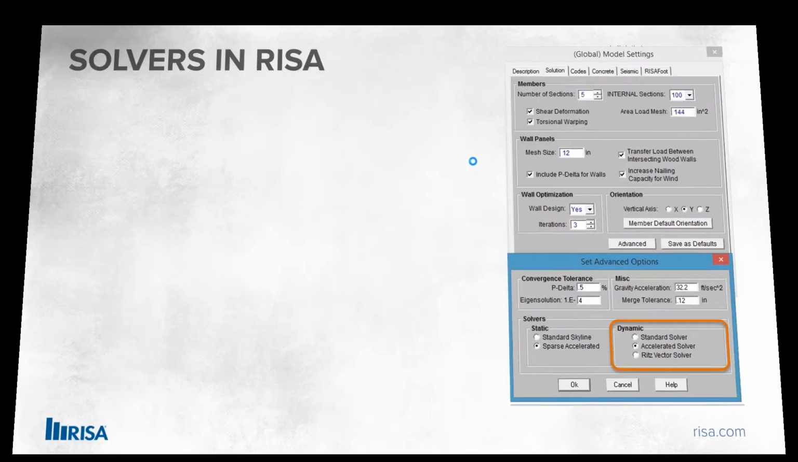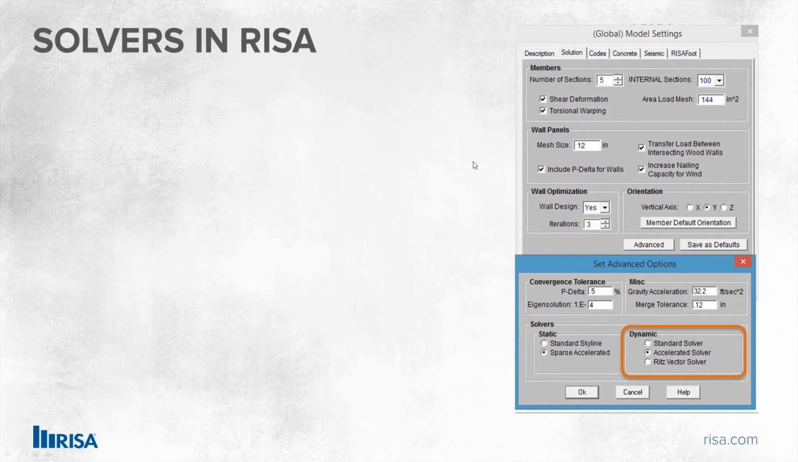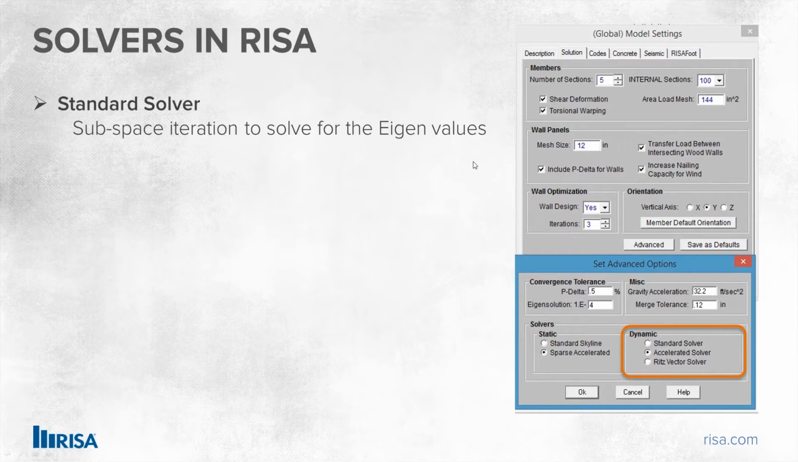Okay, so talking about RISA 3D, we have several solvers for the dynamic analysis inside of RISA 3D. The first one to start out with is the standard solver. You'll find these solvers in the global model settings listed here. If you click on that, you'll see the solution tab, which you're probably all familiar with. But there's an advanced tab, it's kind of buried, and inside there are the dynamic solvers.